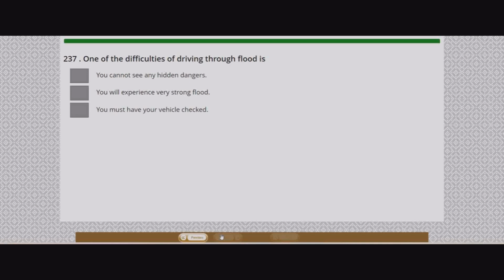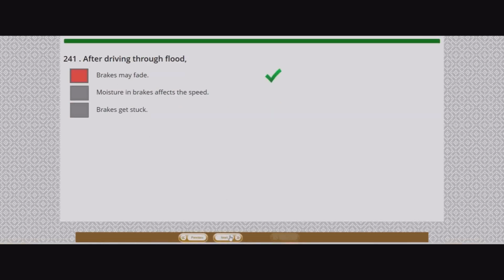One of the difficulties of driving through flood is that you cannot see any hidden dangers. For a regular saloon car, do not drive through if the flood is more than 50% of the tire height. When there is flood, it is best to avoid driving through it if at all possible. Driving in flood is difficult because you cannot see if there are deep holes along the path. After driving through flood, brakes may fade.